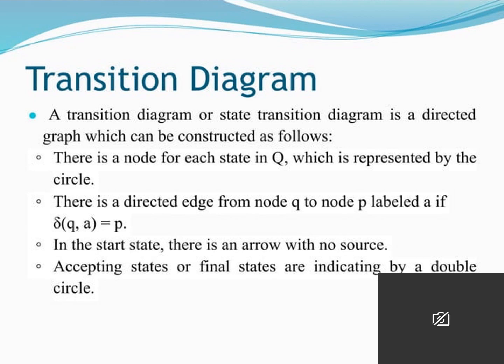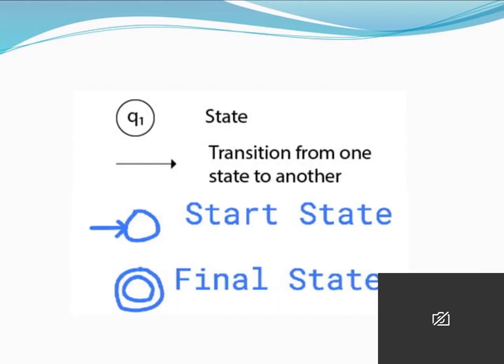In the start state, there is an arrow with no source. Accepting states are the final states, indicated by the double circles. The next one, here in the sample example, each and every state is represented by a single circle, and if you are giving the input, it is represented through this arrow mark or an arc-like symbol also. The indication of the arrow with one circle represents the start state. If it is a double circle, it represents the final state.